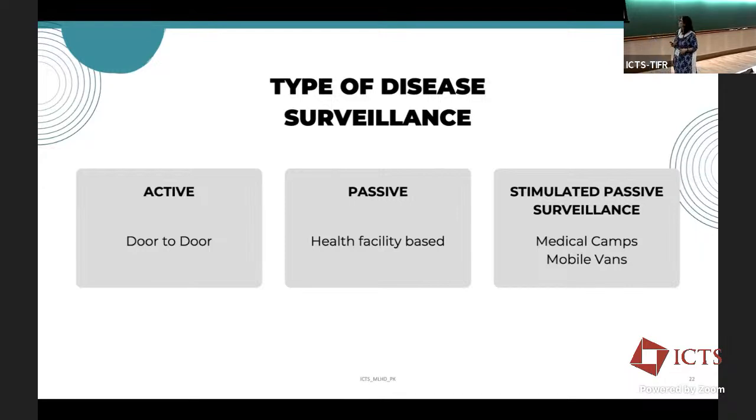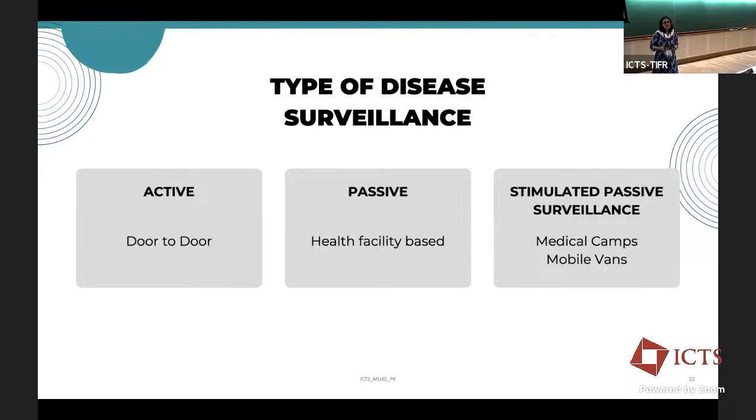And we also have something called stimulated passive surveillance, which is done especially when you have an outbreak, where you have a system in place but you want to further enhance it. For instance, people might be coming to the health facilities, but you do an additional camp and reach out. If there's a diarrheal outbreak somewhere, the nurse goes to that area and says, if anyone in your house or nearby has diarrhea, ask them to come and report to me. So these are the methods by which the surveillance data is collected.